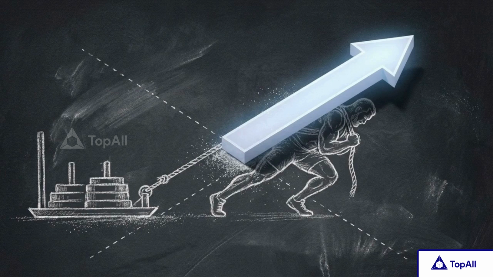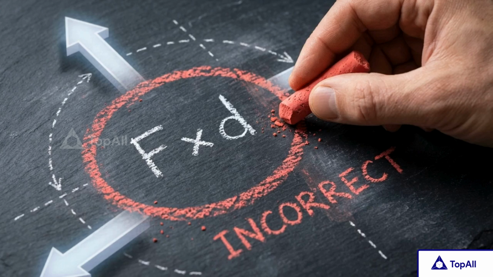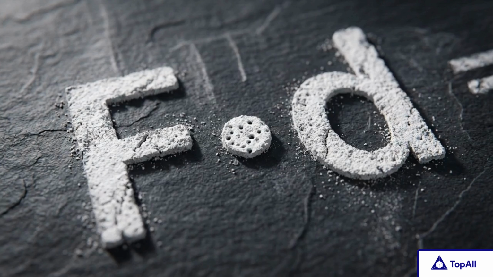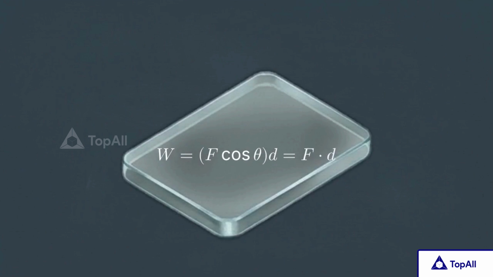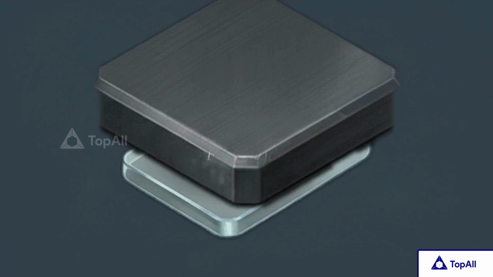To find the actual work performed, we have to determine how much of that diagonal force actually contributes to the forward motion. Basic multiplication fails here because it cannot distinguish between useful effort and wasted diagonal energy. Physics requires a tool that isolates only the aligned force. The solution is found in the formal definition of work, the dot product of the force and displacement vectors.